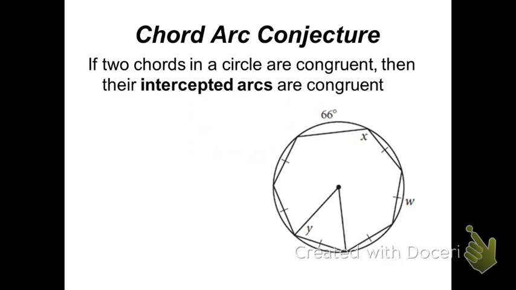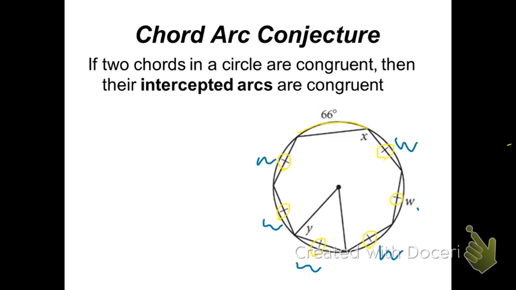Here are a couple other conjectures dealing solely with chords that are really important to know. So, if two chords in a circle are congruent, then their intercepted arcs are congruent. So, how can we use that to help us solve this problem? Well, if you look, it gives us one of the arcs right here is 66 degrees. Boom. And all the other arcs are intercepted by chords that are all congruent. And we know that one of those arcs is being labeled W. So, all of these remaining 1, 2, 3, 4, 5, 6 arcs all have measure W.